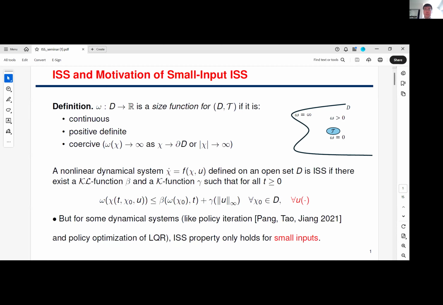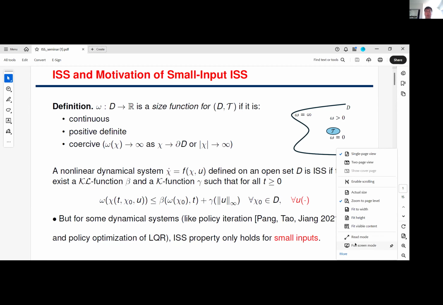Great. Maybe I'll share my screen and dive into the details of small disturbance or small input ISS. Okay, so can you see my screen now? Yes, we can. Okay, so I'll go ahead.